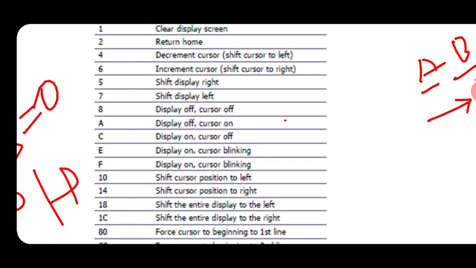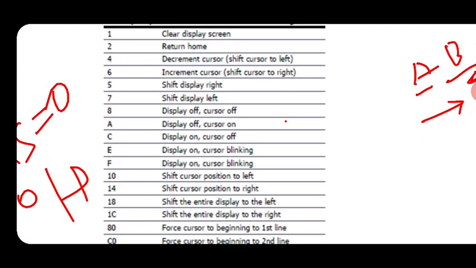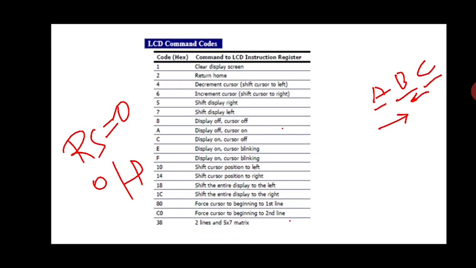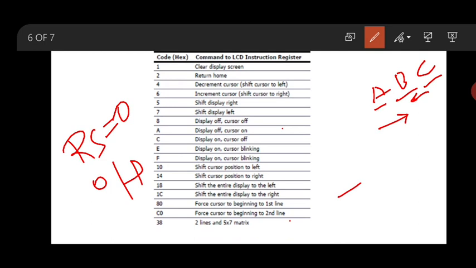If it is A, the display is off and the cursor is on. There is a difference here. Display off and cursor off means the screen will be blank. Display off but cursor on means only the cursor will be displayed. Now for E, the display is on and the cursor is blinking. I hope you understood: the cursor will be blinking here. You'll find a blinking operation on this. Display on, cursor blinking.